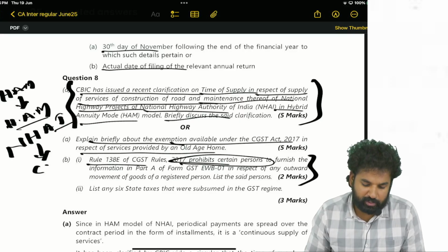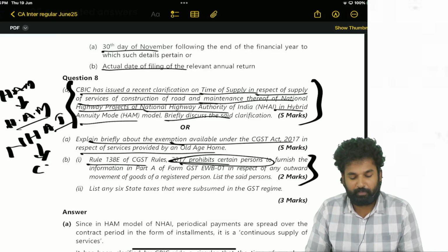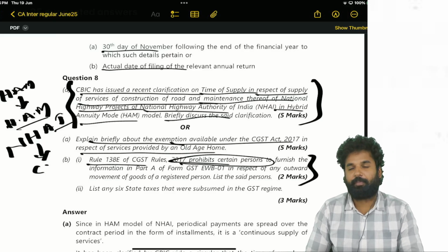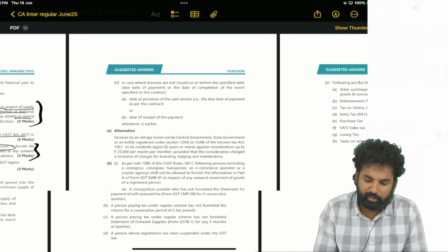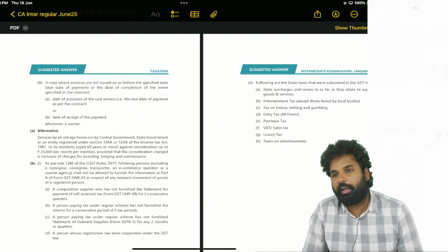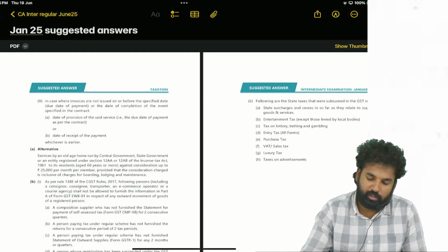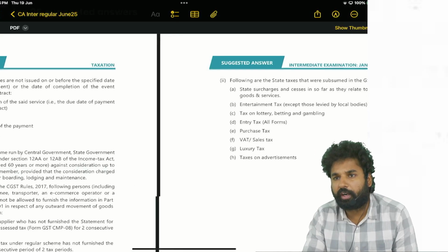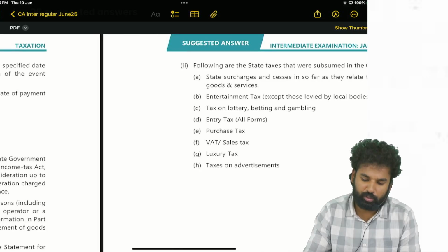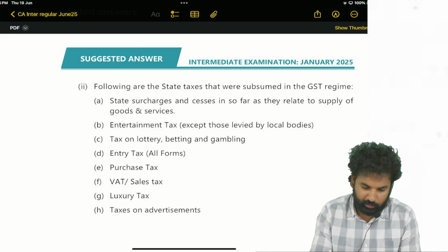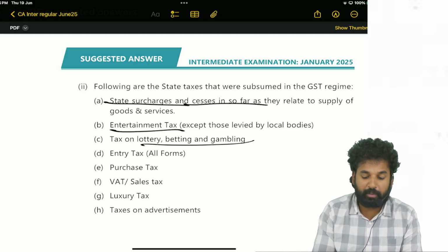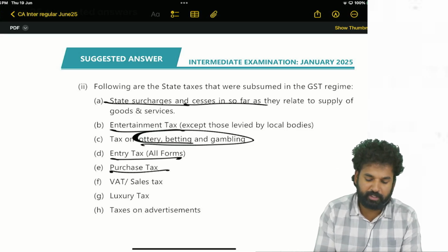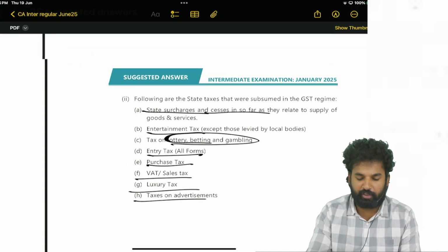Next, state any 6 state taxes that are subsumed under GST regime. State taxes subsumed under GST regime. VAT is a state tax. Next, entry tax, entertainment tax, which is levied by local authority. Luxury tax, we told, contract. Octroi. Okay. Next. See here, state surcharges and cess insofar as they relate to supply of goods or services. Entertainment tax, lottery, betting, gambling. Entry tax, purchase tax, VAT, service sales tax, luxury tax, tax on advertisements.